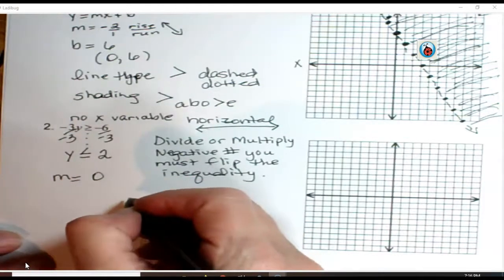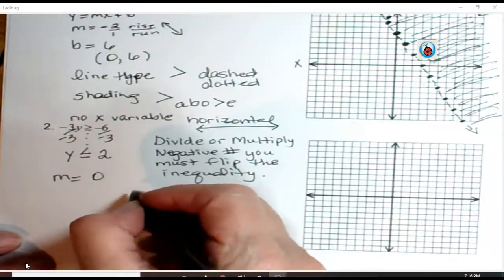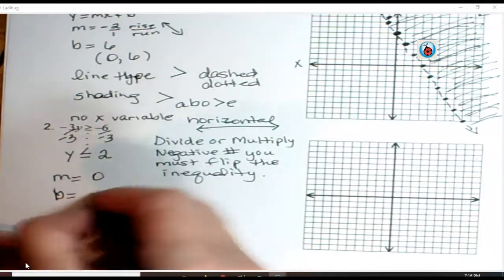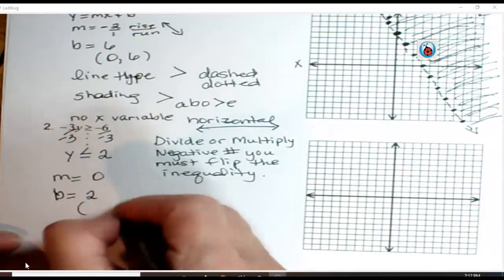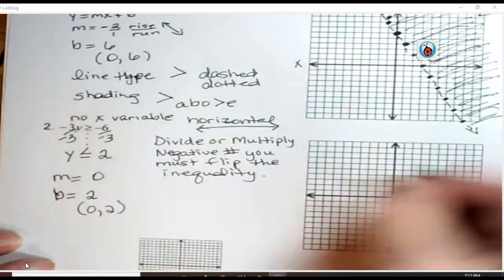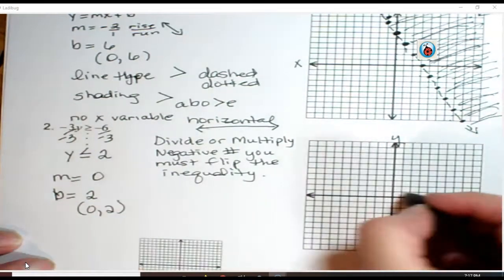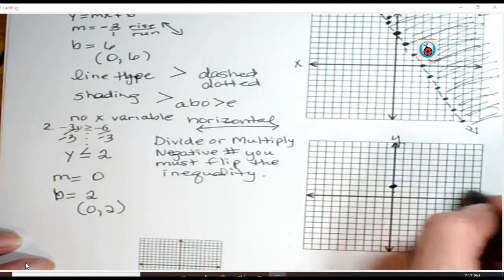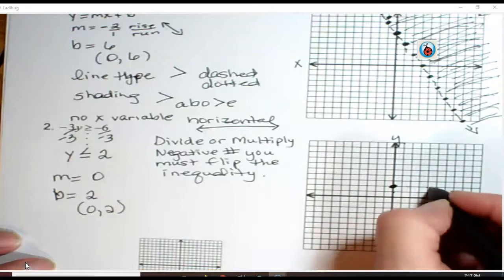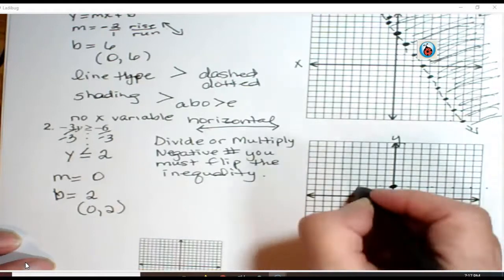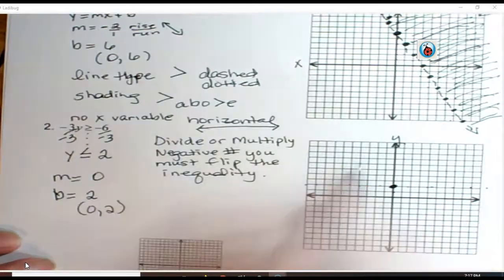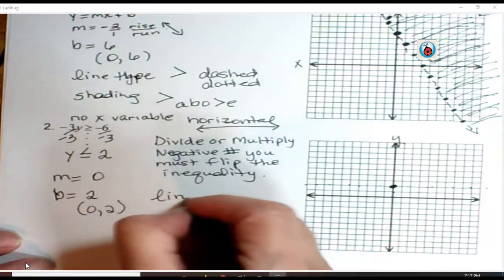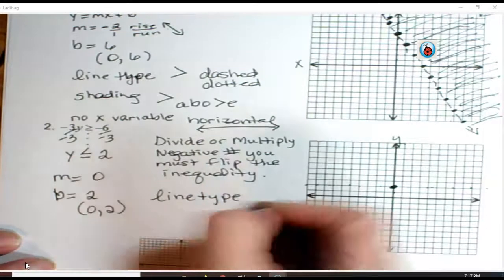For a horizontal line, the slope is always 0. My y-intercept, or my b, is a +2. So I'm going to graph the point 0, 2. Here's my y. Come up here, all along this line, going horizontal, is my line. Okay? Now, since we're looking at line type, we have to look at the inequality.